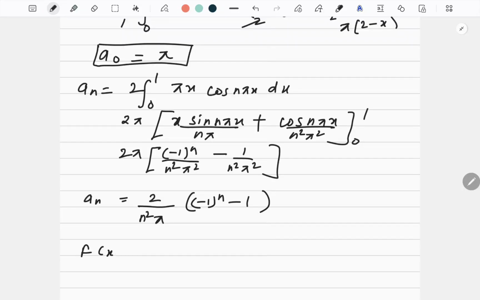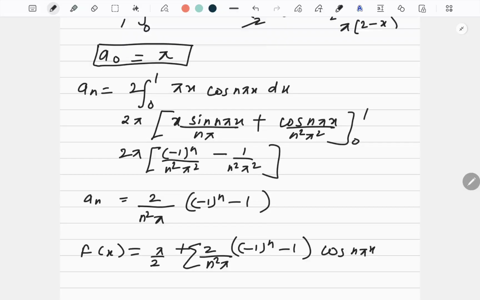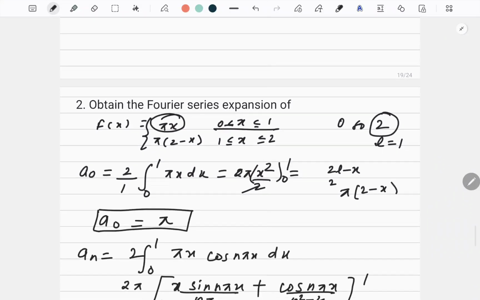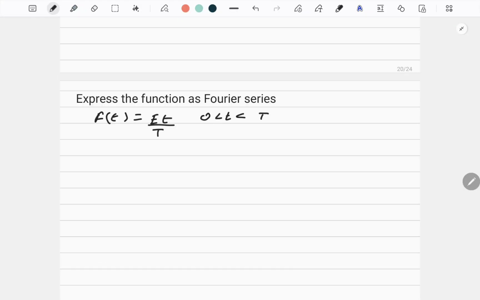So my final answer f(x) is equal to a0 by 2, that is pi by 2, plus summation of 2 upon n square pi times (minus 1 to the power n minus 1) and cos of n pi x. Right. So this is how I can find the Fourier series for this function. Okay, come to the next question now.